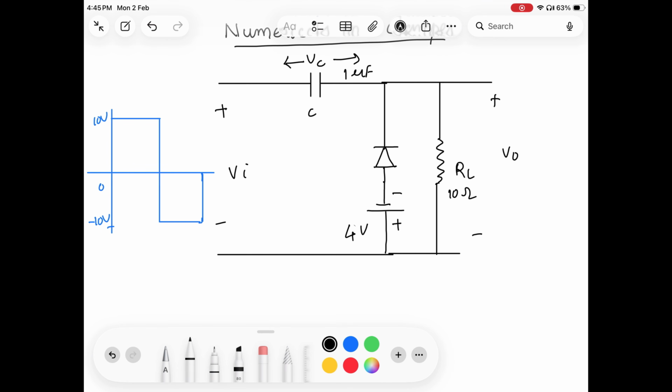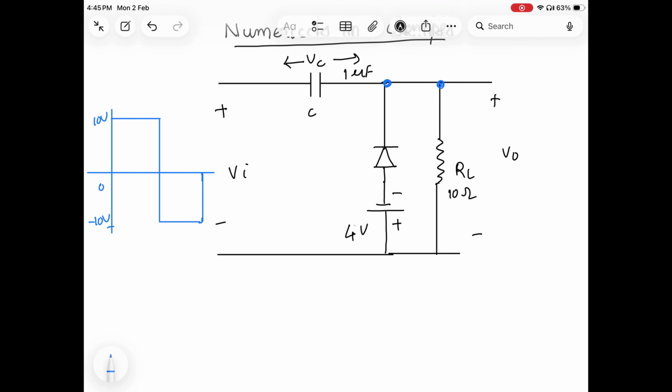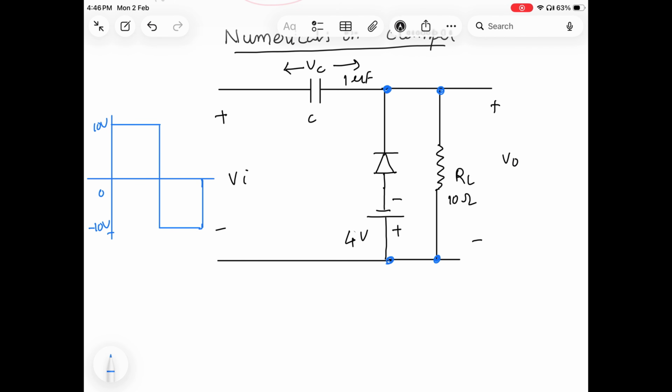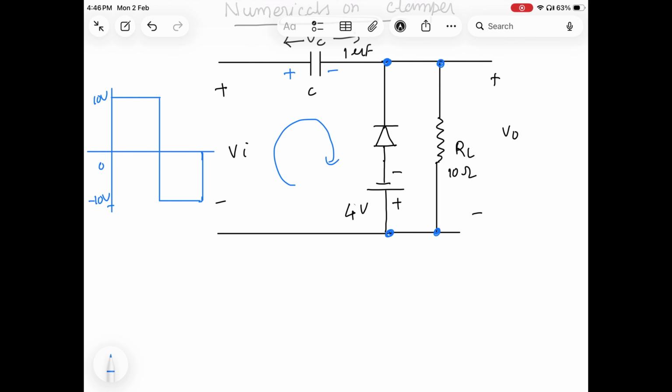As you know from the previous videos, we have already discussed this type of numerical. So here, first you can see the nodes which are connected above, these two nodes are same, and below that these two nodes are same. So the voltage across the load resistance as well as the voltage across this diode plus this 4 volt battery, both are same, that is V0. Now to find out the output voltage V0, we need to apply KVL. So applying KVL here, I can write down Vi minus Vc minus V0 equal to 0. Then after that we can find V0 equal to Vi minus Vc.